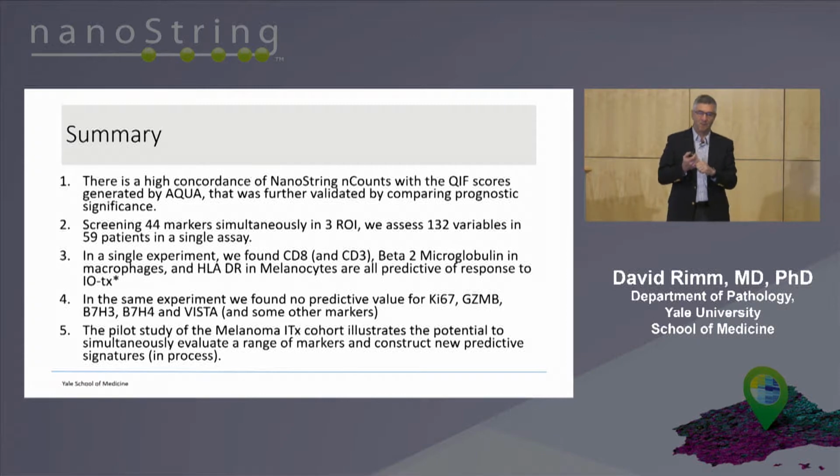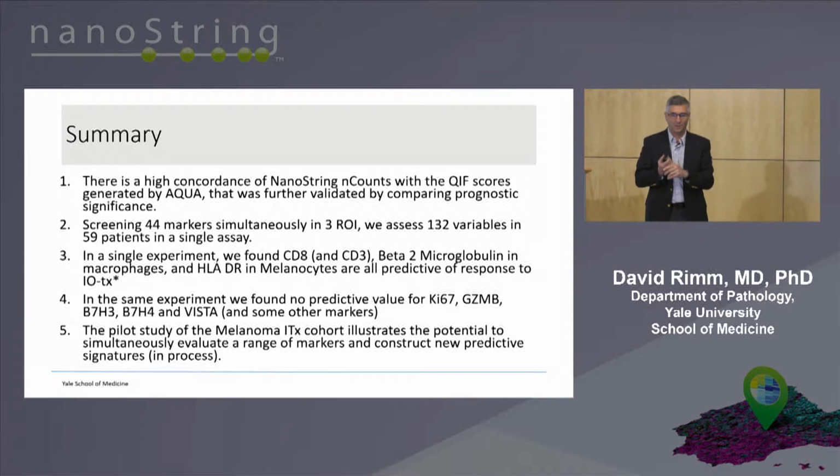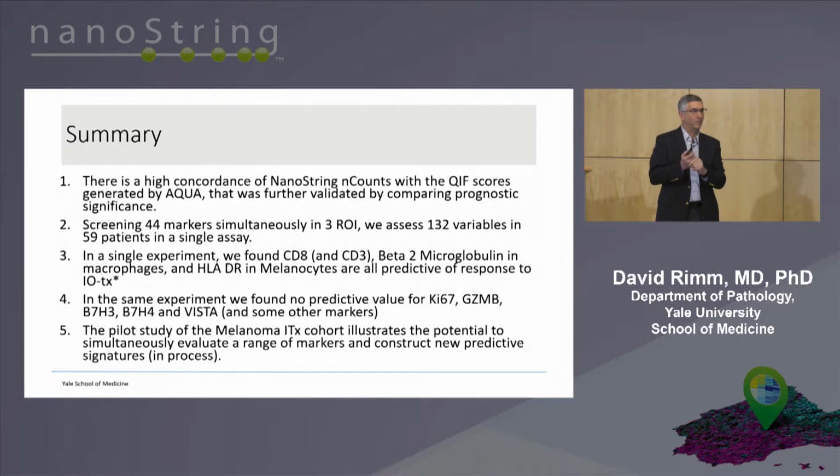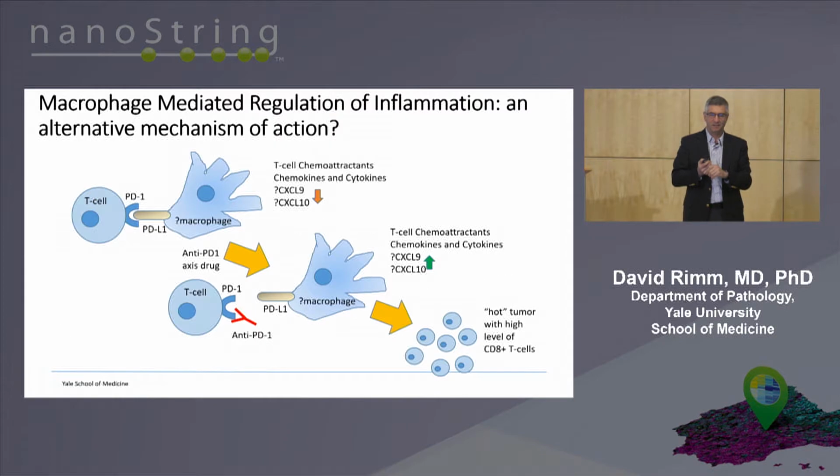In a single experiment, we found CD8, CD3, beta-2 microglobulin, and macrophages and HLA-DR and melanocytes are all predictive to IO therapy. In the same experiment, we found no predictive value for other interesting markers like Ki67, granzyme B, B7H3, B7H4, and VISTA. And finally, this shows the potential to look at many of these things, in fact, 132 protein variables, all at one time with one assay.